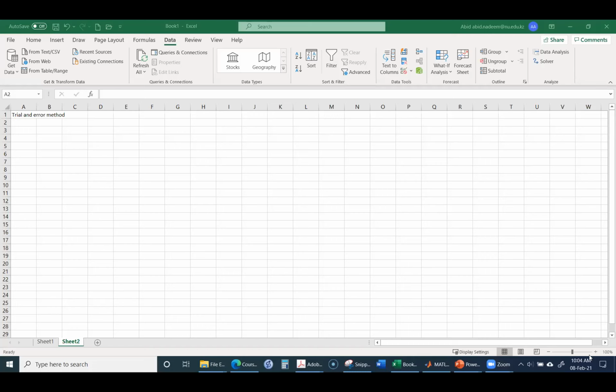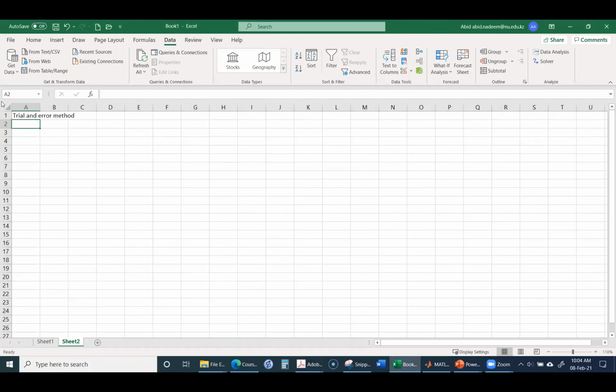Okay, so in Excel, we have the trial and error method. For example, if we want to find the root of this equation, we can find it by the trial and error method. For this, we will have one column as x, and the other column for the value of the function of x, f(x).